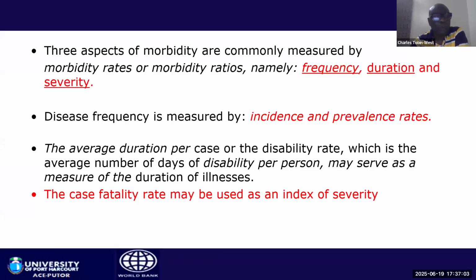So three aspects of morbidity that we commonly measure are the frequency, the duration, and the severity. For the frequency of morbidity, we use the disease incidence and disease prevalence. These are also very common terms most of us would have heard of. Disease incidence and disease prevalence. What do they measure? They measure frequency of disease.